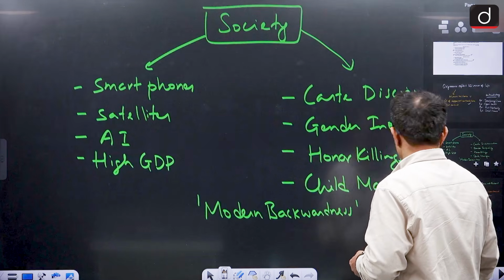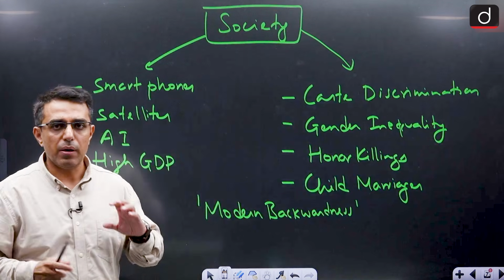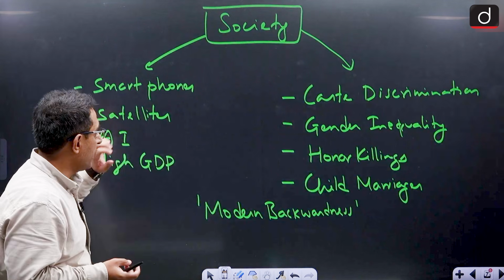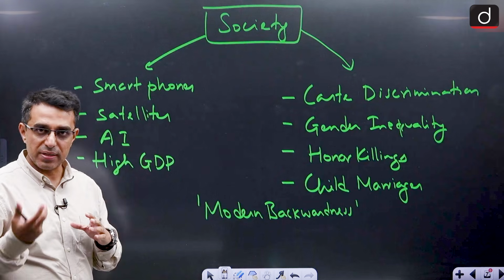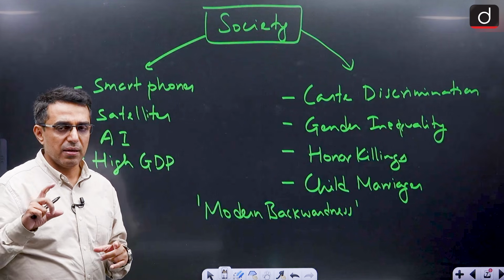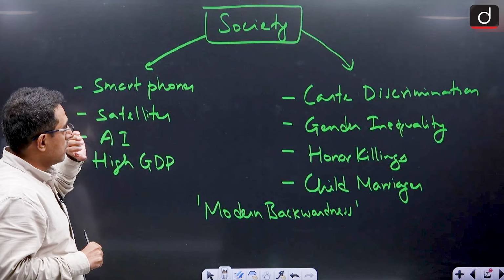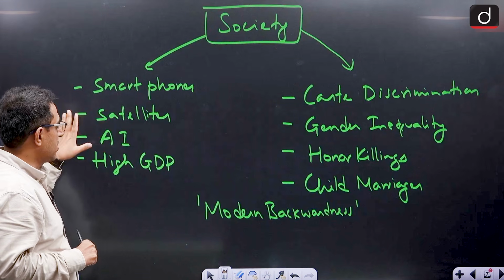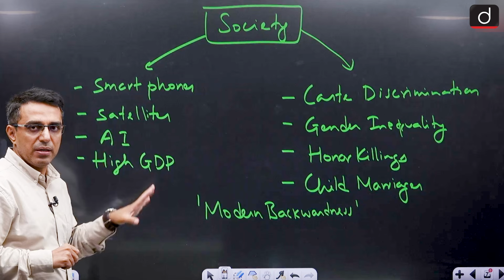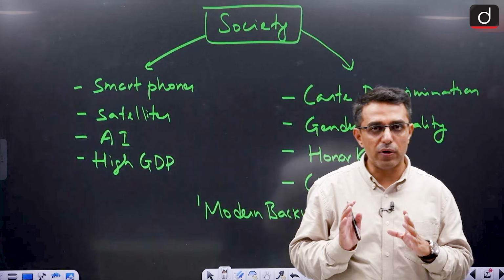For example, we can take an example which will make it clear to you. Let's see how contradictions exist in society. Now we have a society which has progressed. We are a modern society, but still there are traces of backwardness. How? The modern society has smartphones, satellite based communication, artificial intelligence, high GDP, right? All these things show that the society is modern and forward looking.